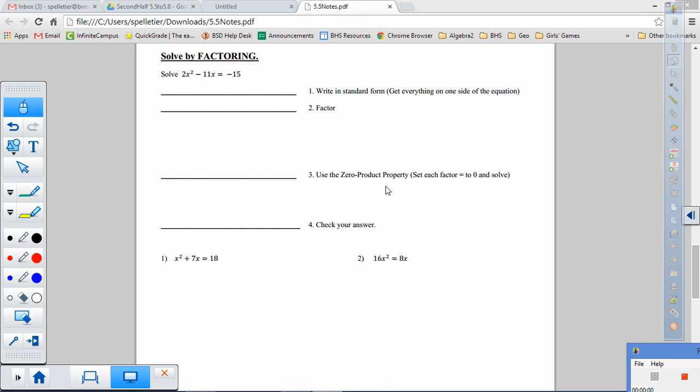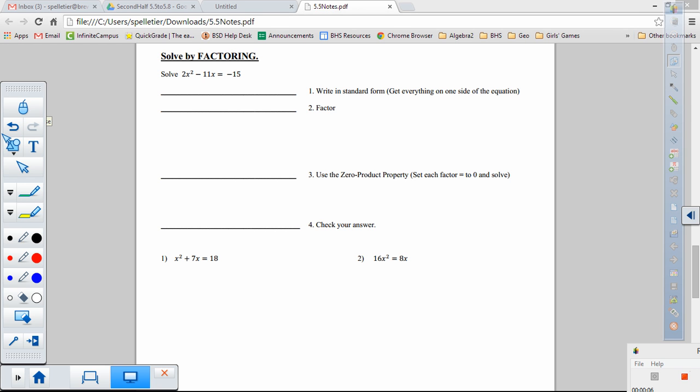Solve by factoring. So we're going to take a quadratic and learn how to solve it using the strategy of factoring. We've already learned graphing, now we're learning factoring. It is definitely a much more strategic and accurate method for solving. We're going to take the first example, solve 2x squared minus 11x equals negative 15, using the strategy of factoring.